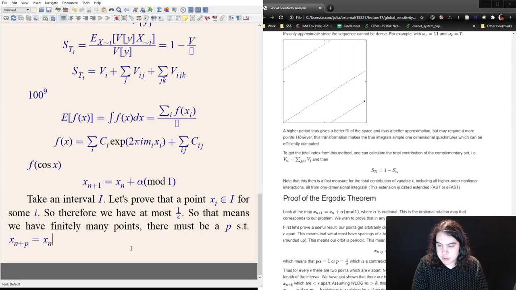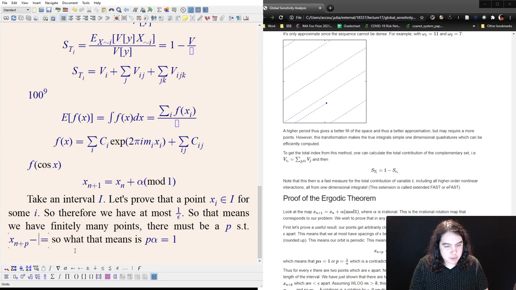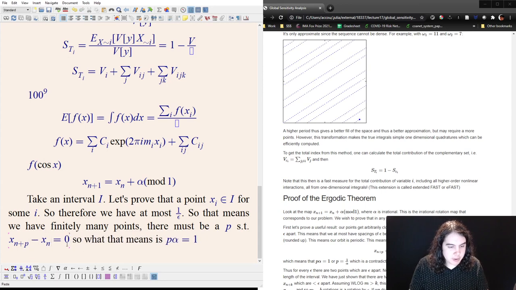So what that would mean is that p times alpha, right? So p applications of alpha equals 1, right? Because what that means is that, if you subtract out on both sides here, x of n plus p minus x of n equals 0.